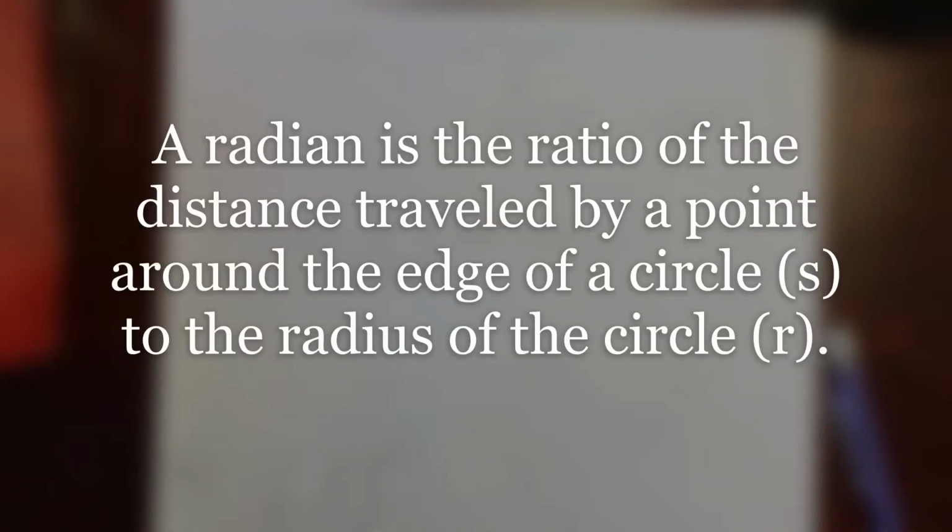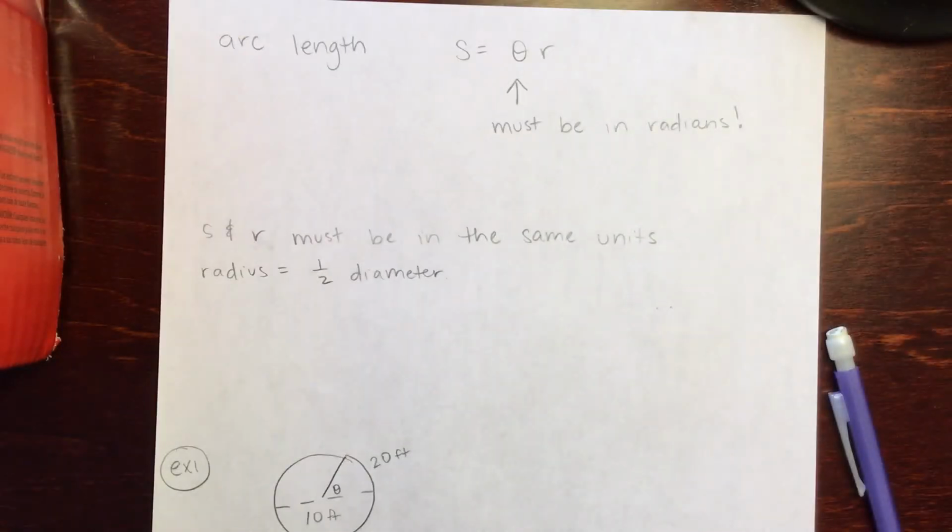Reminder, a radian is the ratio of the distance traveled by a point around the edge of the circle to the radius of the circle. Using this definition, we can get a formula for arc length. So what is arc length? Arc length is the distance around the edge of the slice of a circle. So think, how long is the crust on my slice of pizza?